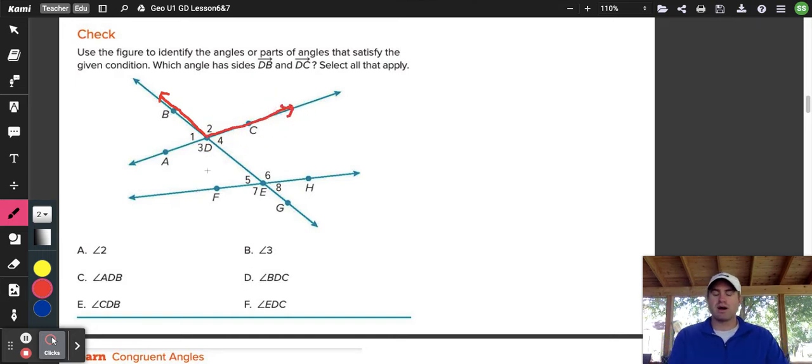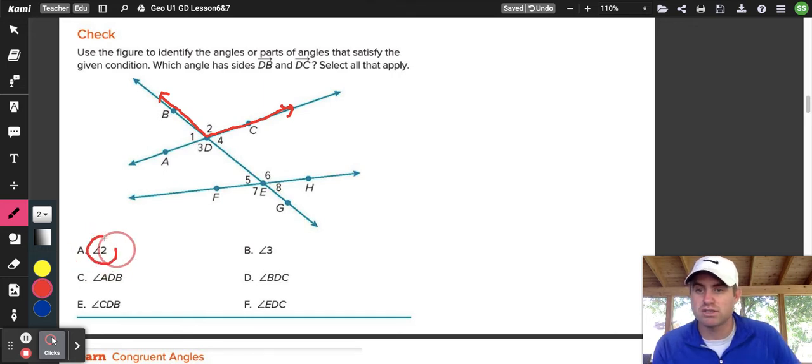So now we're going to talk about how we can name these angles. Angle 2, that works. Angle ADB, that is not true. Angle CDB, that works. Angle 3, not true. Angle BDC, that works. And then angle EDC would be angle 4 down here. So that one does not work.